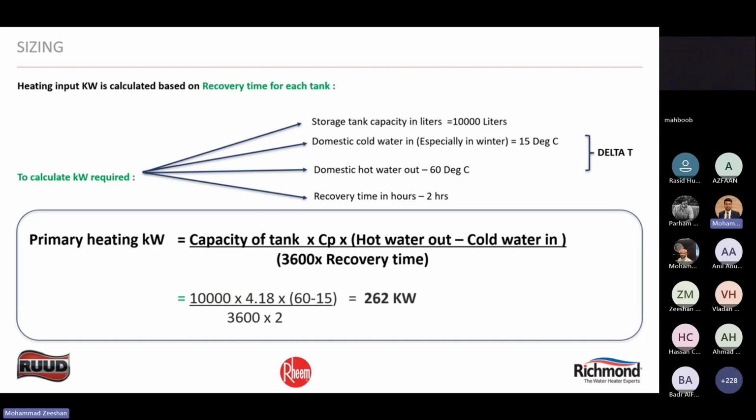And if we design it for 1 hour recovery, and the storage is also less, there is a frequent switching on and off of heat pumps, and then there is a lot of wear and tear. We want to avoid this situation because this is an investment made by the client and we want to have the maximum operational life of the heat pumps. This is why we recommend to go for 2 to 4 hours of recovery. In my example, I've used 2 hours of recovery, of which I need 262 kilowatt of energy to raise from 15 degrees temperature till 60 degrees. That's about 45 degrees of delta T for heating up to 10,000 liters of water.